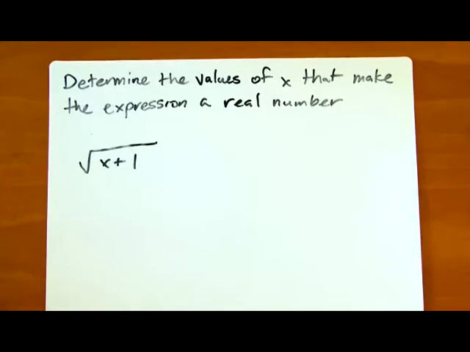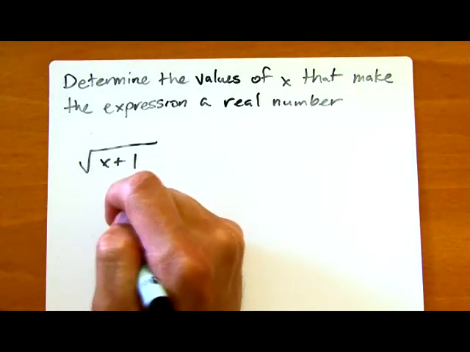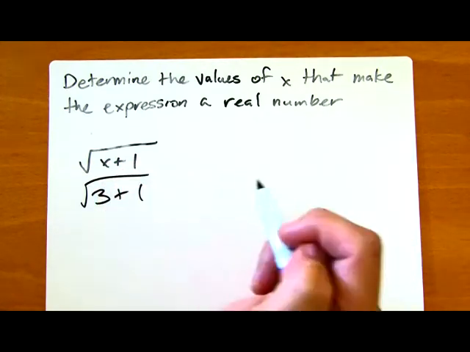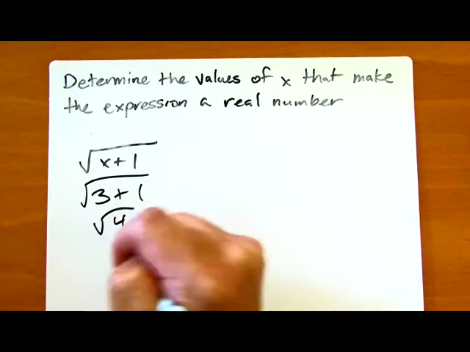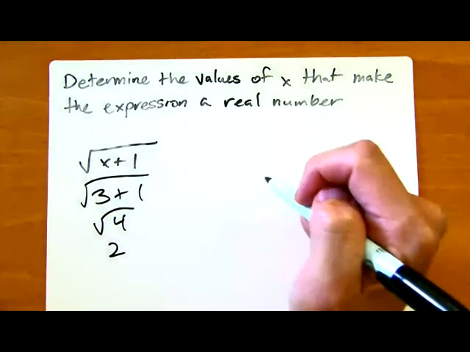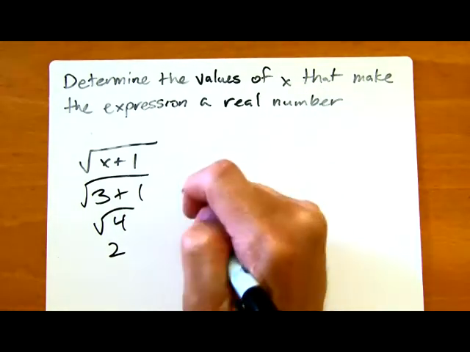Okay, we'll change it up again. Determine the values of x that make the expression a real number. So we want all the possible numbers that make it real. Like think of some. 3. If I replace x with 3, that's square root of 4. Oh, that came out nice. So we know 3 works. Determine values of x. Okay, what else?